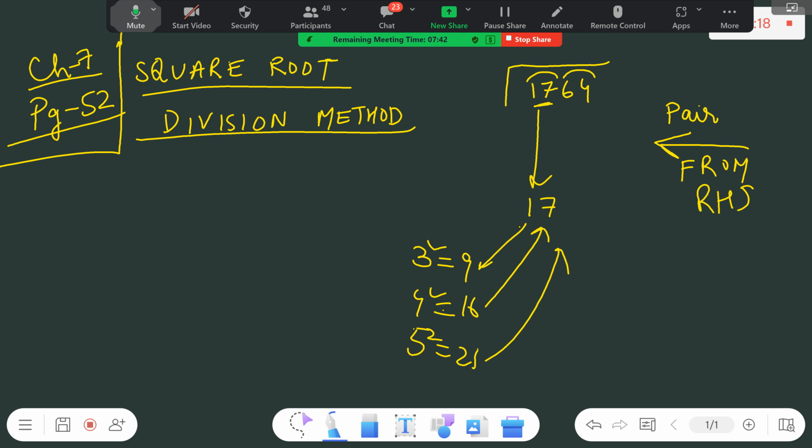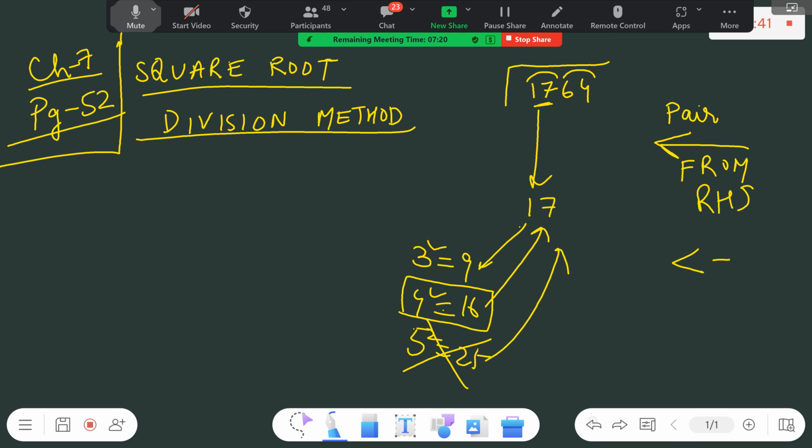25. That is more than 17, isn't it? If it is more than 17, we cannot take it. We need something which will be less than 17, near to 17, less than or equal to 17. Okay?